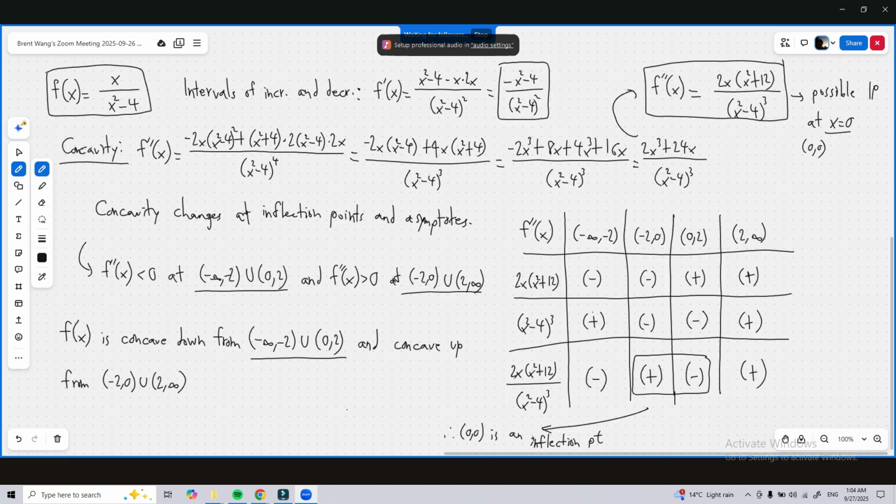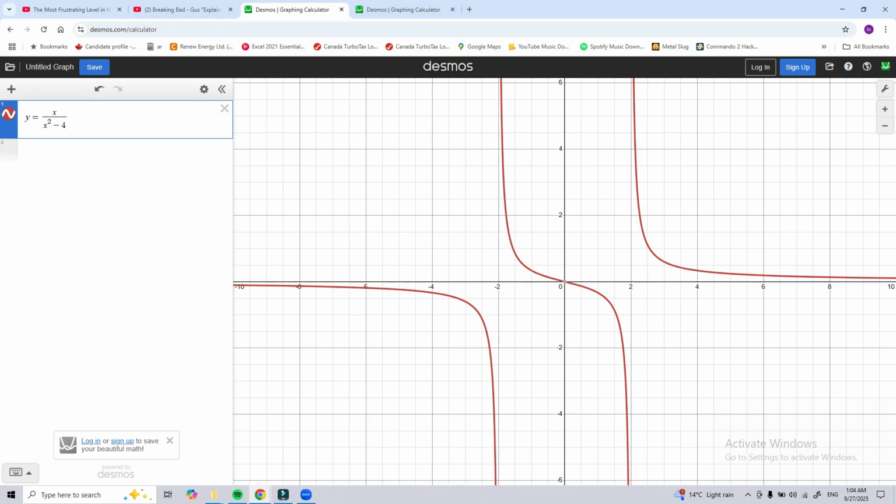And now we are ready to sketch the curve with all this information. So I put this once again into Desmos. We see that the function is constantly decreasing throughout its entire domain. We have our vertical and horizontal asymptotes. The asymptotic behavior is consistent with what I described earlier. So yeah, feel free to verify that.